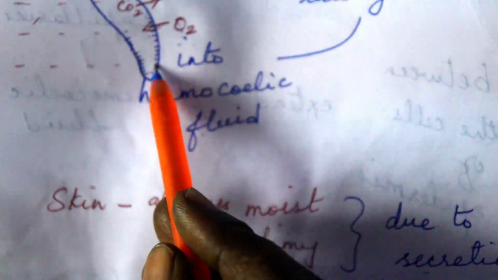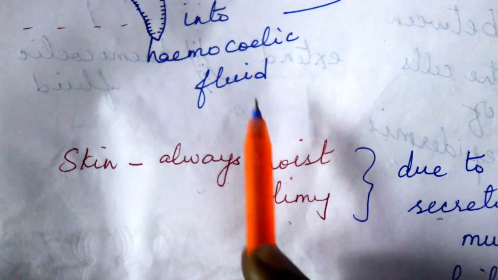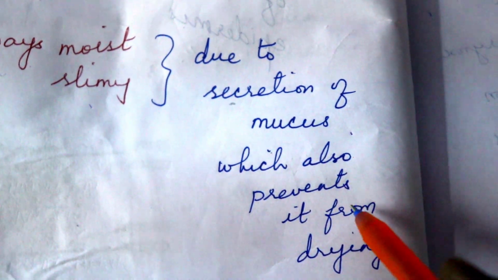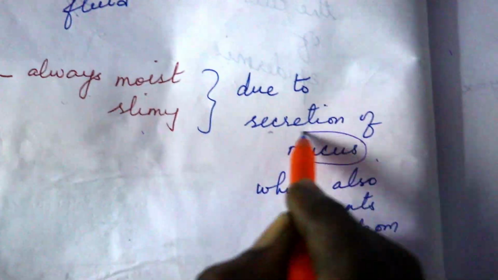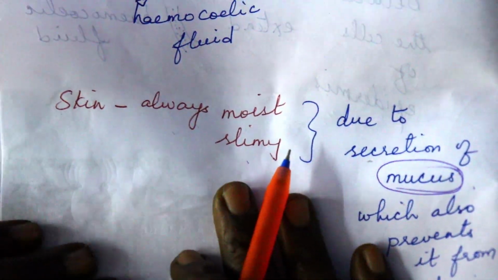And the skin is always kept slimy, moist, அப்படியே இருக்கும், ஈரப்பதம் அப்படியே maintain ஆகும். எப்படி அப்படின்னா, due to the secretion of the mucus which also prevents it from drying. காஞ்சி போகாமல் இருக்கிறதுக்கு mucus secretion எப்போவுமே இருக்கும். Okay, this is about the respiratory system.